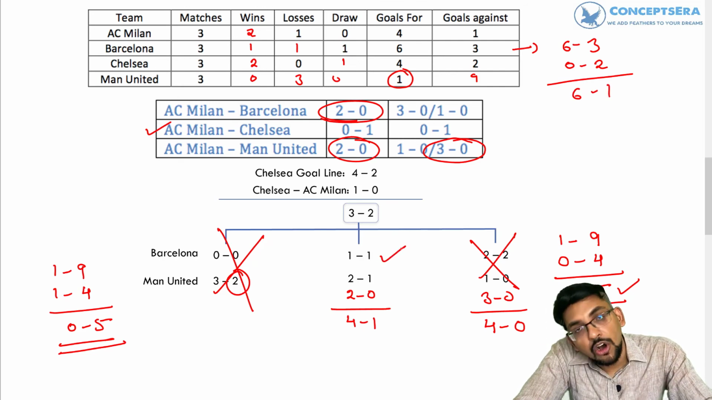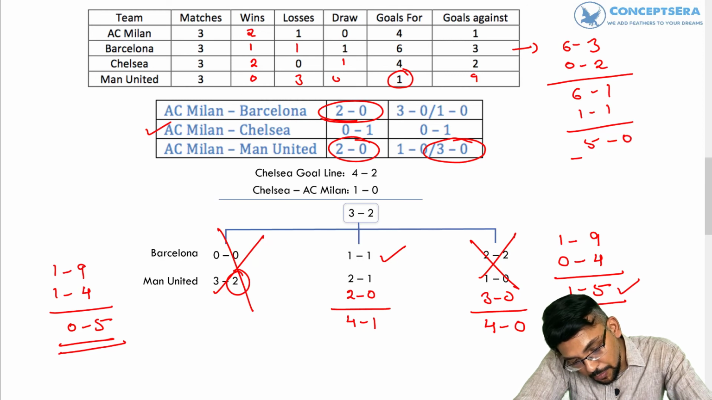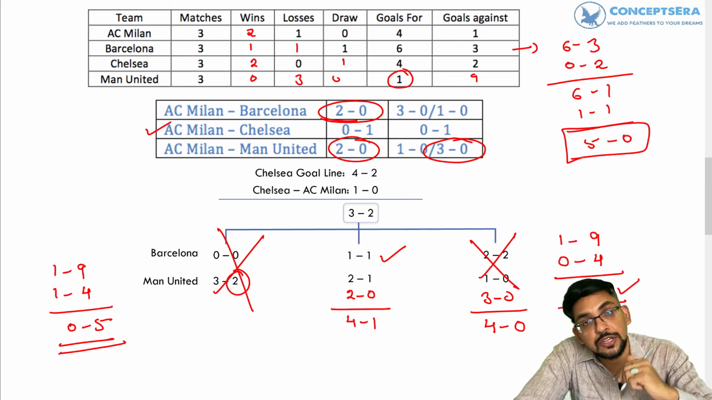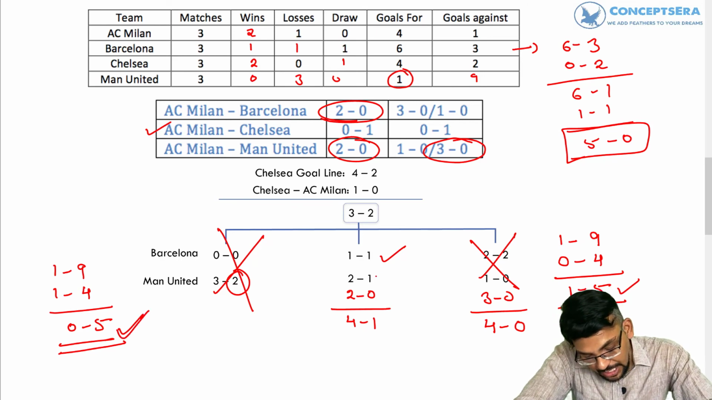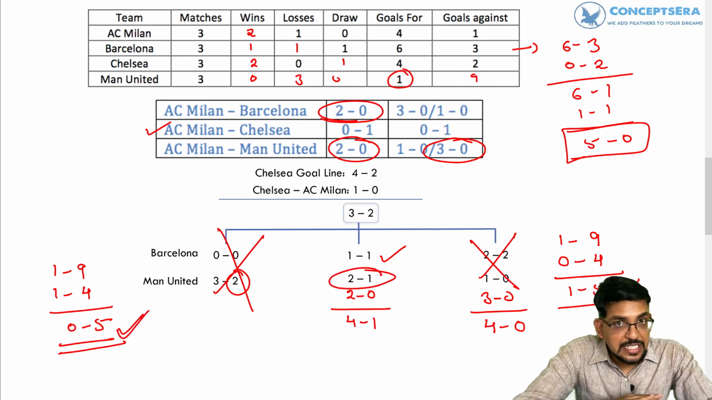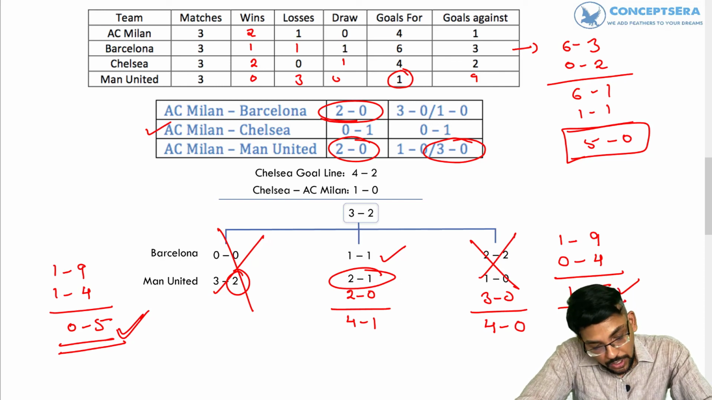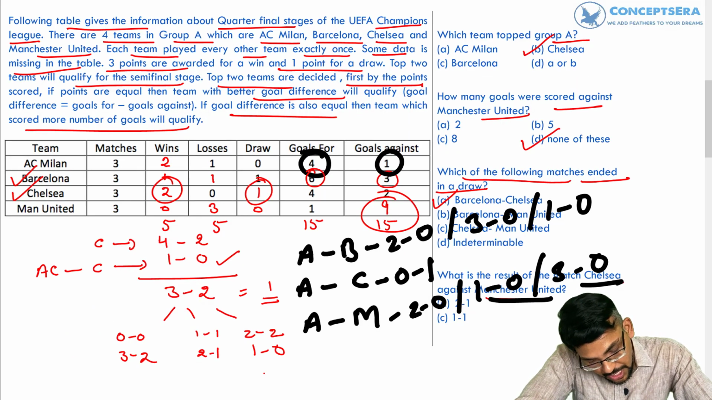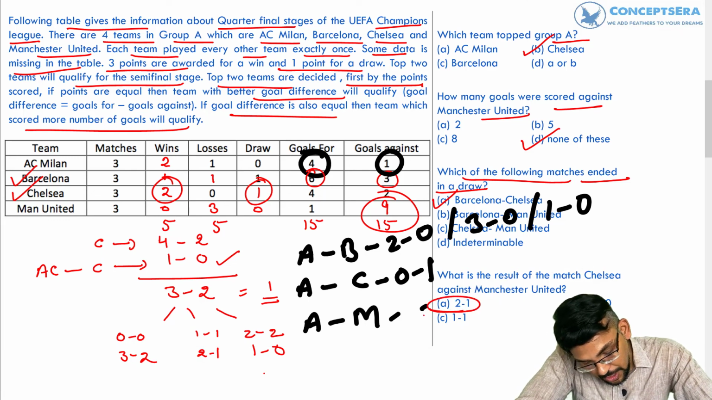And a 1-1 draw against Chelsea. So the left out goal line is 5-0, which is a possible goal line against Manchester United. And it is coming out to be this. Then definitely we can say Chelsea defeated Manchester United by the goal line of 2-1. So the correct answer for this question has to be 2-1. So A is the correct answer of this particular question.